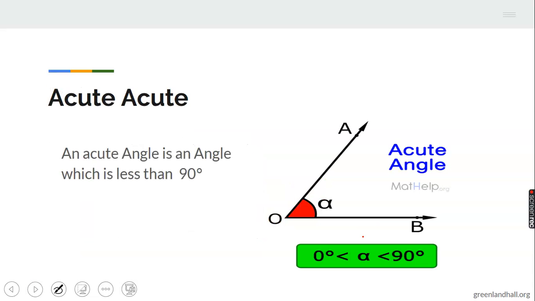Good. Now let's go to acute angle. You can see the shape. It's not up to 90 degrees. It's less than 90 degrees. The acute angle is an angle which is less than 90 degrees. This is the less than sign, and this is 90 degrees. It's greater than 0, but less than 90 degrees. Can you see it?